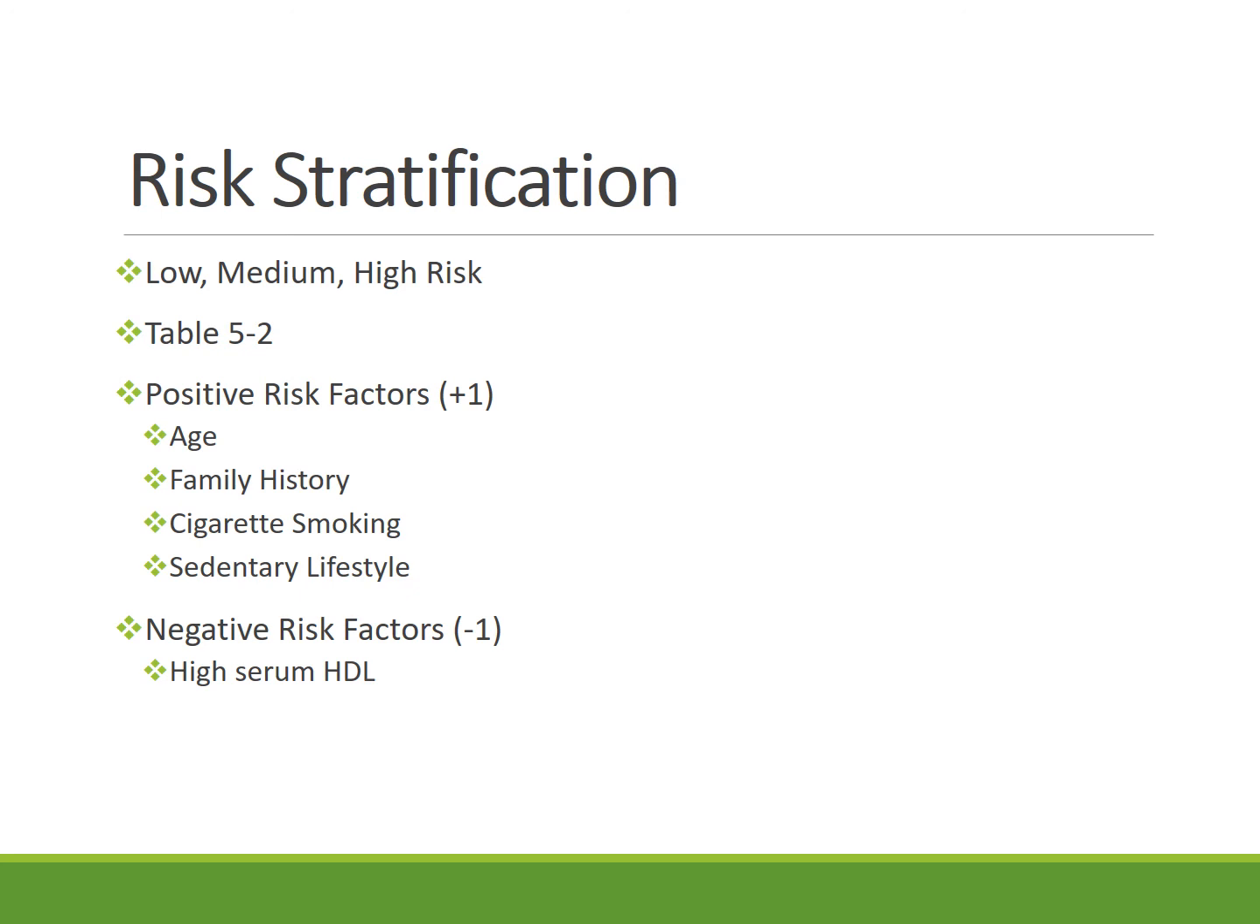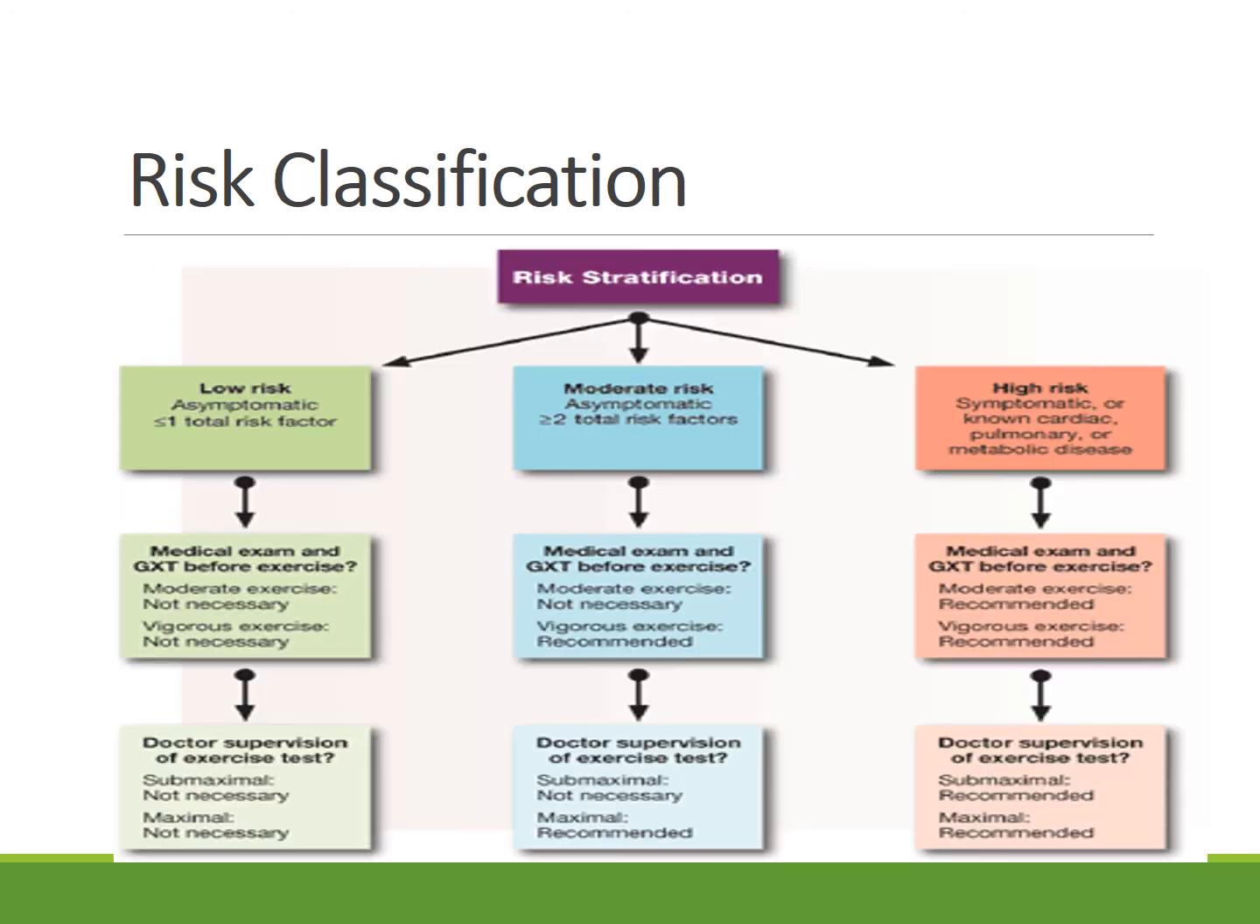So if their age is a certain number or higher, that may be considered a risk factor. They have a family history of some kind of problem that is risky for exercise, maybe cardiovascular or whatnot, that gets a point. If they're smoking cigarettes or they have a sedentary lifestyle, you also get a point for that. You get a point taken off if you have a high serum HDL, which is the good level of cholesterol. Okay, so you have their points, and then you can see where they fall in this risk stratification.